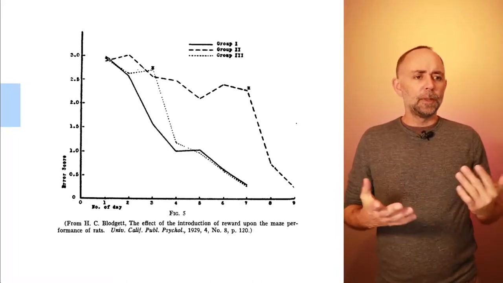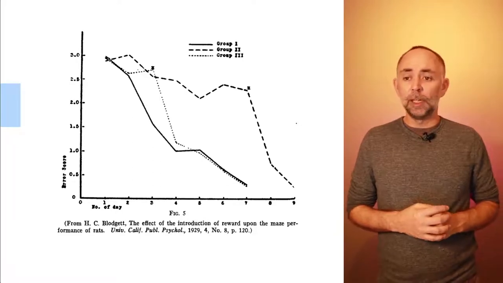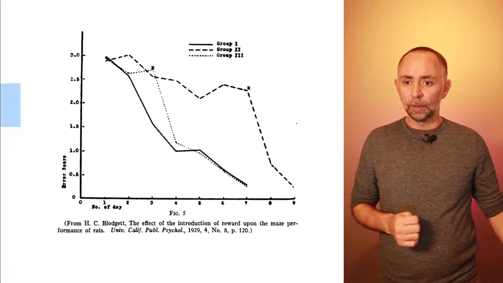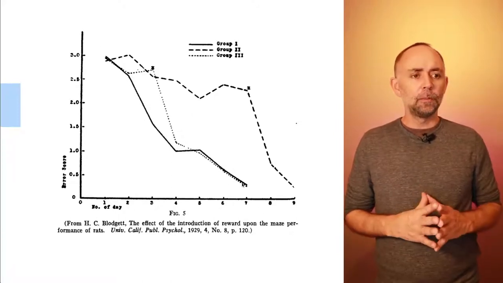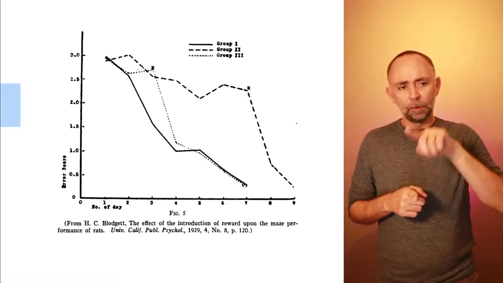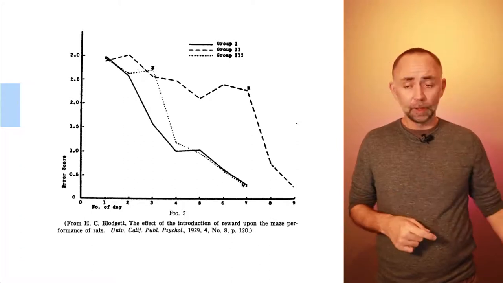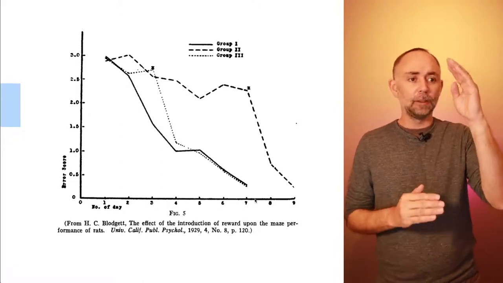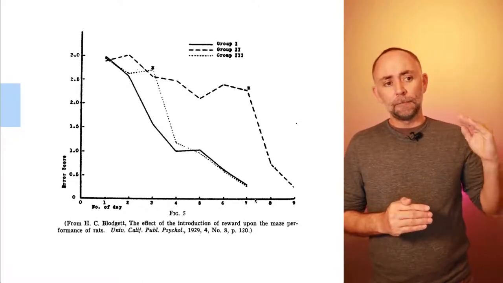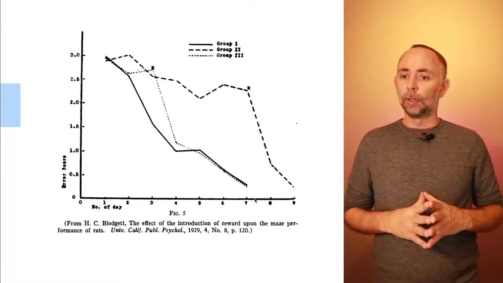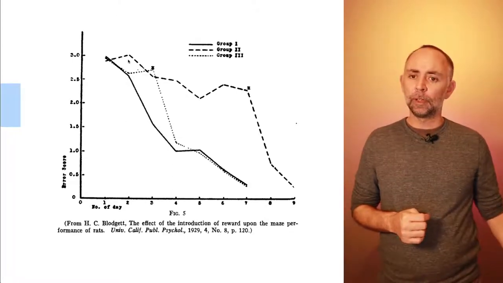And what happens if you just let these animals run that maze? First of all, group one, that's the solid line. That group is getting a food reward at the end of the maze. When the animal gets to the end, they get rewarded. And that line starts up high and it goes down. Every day they make fewer and fewer errors as they run the maze. Pretty neat.